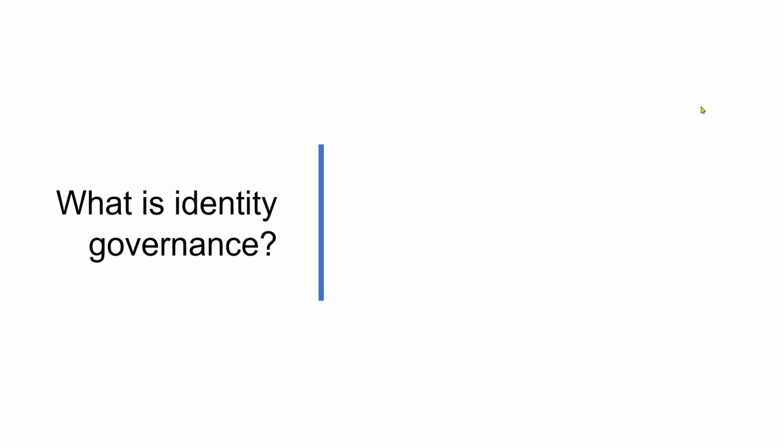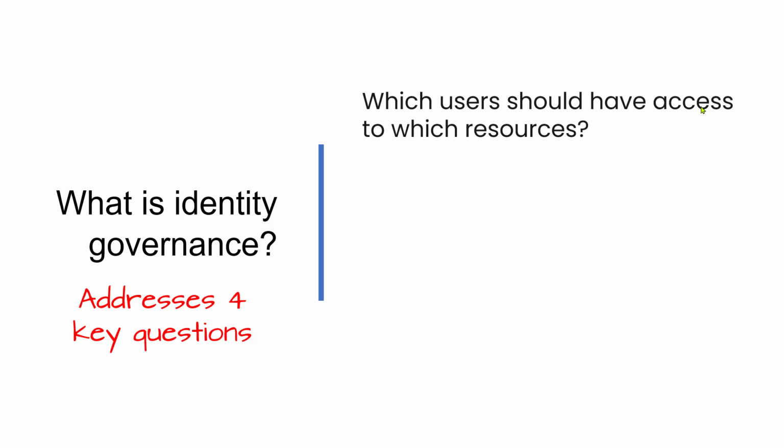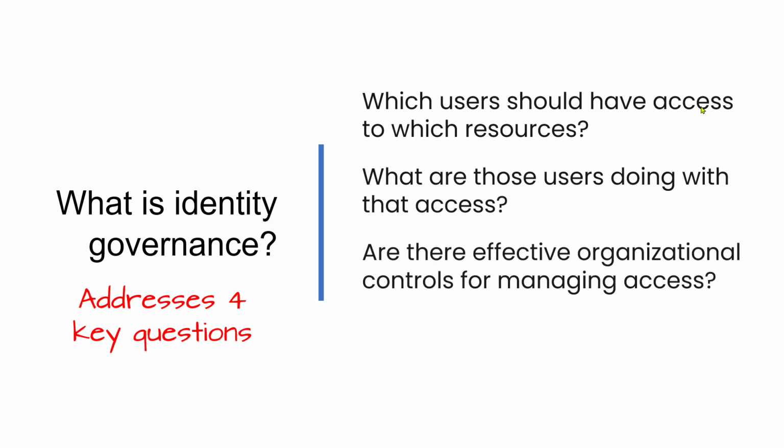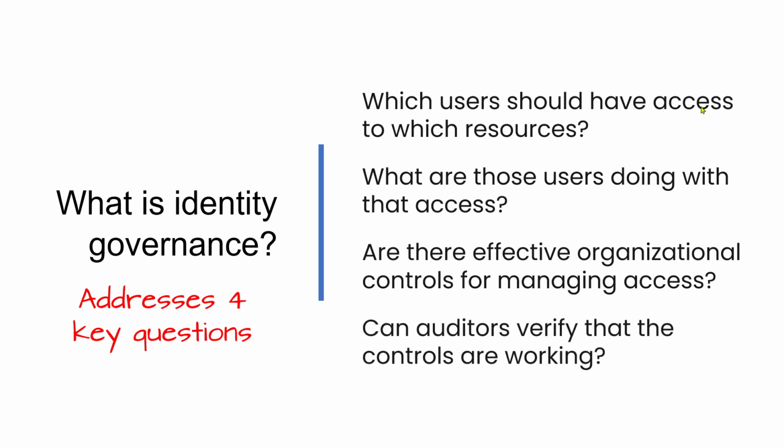So what is identity governance? Well, identity governance addresses four key questions. Which users should have access to which resources? What are those users doing with that access? Are there effective organizational controls in place for managing that access? And can auditors verify that the controls are working?